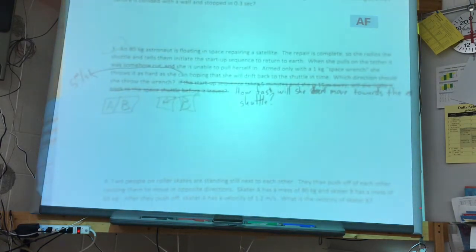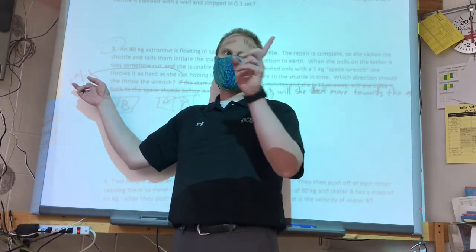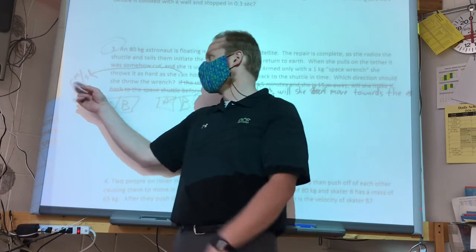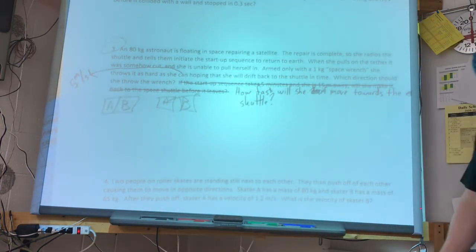So in question number 3, it talks about an 80-kilogram astronaut floating in space repairing a satellite. The repair is complete, so she radios the shuttle and tells them to initiate the startup sequence to return to Earth. When she pulls on the tether, which is just a fancy word for a rope that they attach themselves to so they can reel themselves in, it was somehow cut and she was unable to pull herself in. Armed only with a 1 kilogram space wrench, she throws it as hard as she can, 5 meters per second. That's a very important number I forgot to include. 5 meters per second, hoping she will drift back to the shuttle in time.